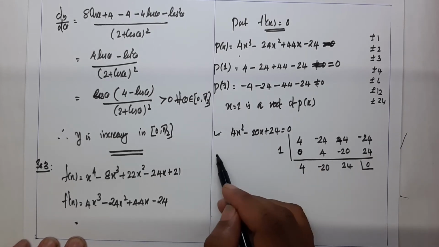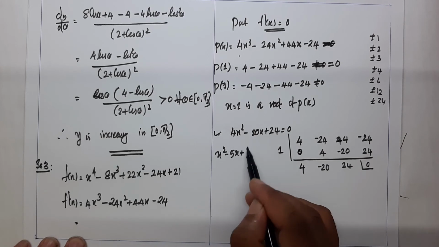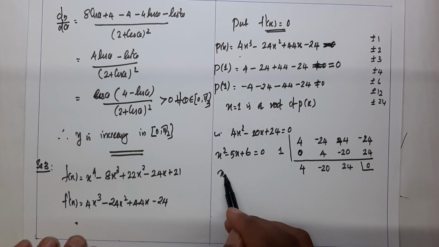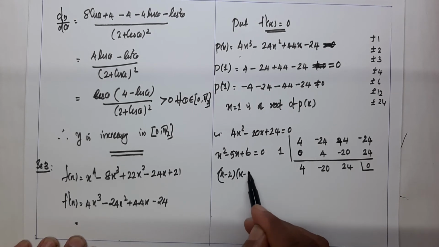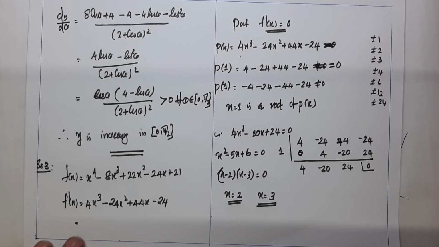Now dividing by 4, we get x square minus 5x plus 6 equal to 0. Now factorization, we get (x minus 2)(x minus 3) is equal to 0. Therefore x is equal to 2, and x is equal to 3. Therefore the three roots are x is equal to 1, 2, and 3.